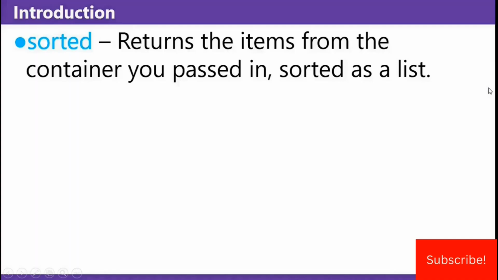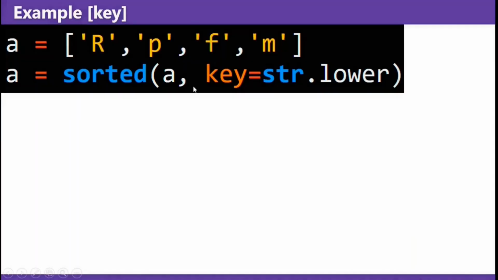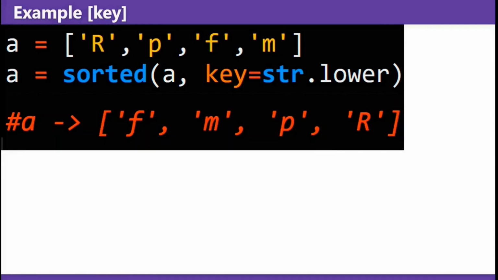The sorted function returns the items from the container you passed in, sorted as a list. From this last bit of code, you see the key optional parameter at work. With the key optional parameter, you can specify a function to be performed on each element before the sorting takes place. Once you look at the result, you also see, though, the function you assign as the key parameter doesn't permanently change the items, as the R is still capitalized in the end result.